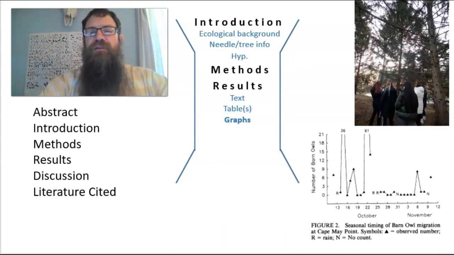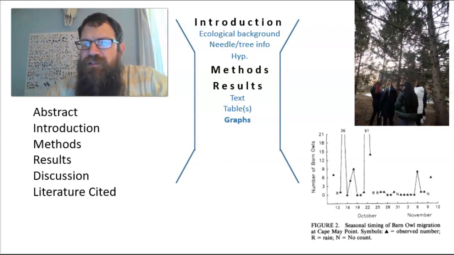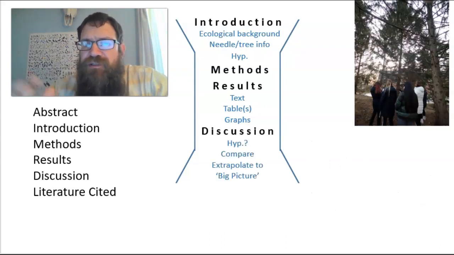You can have more if you think you need it, but you need to have at least one, which provides a way for the reader to see what things look like, to see what kind of pattern there might be in the data, and whether the hypothesis is supported or not. All right, after the results, you get to the discussion.